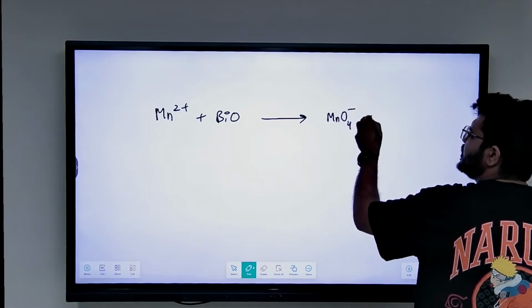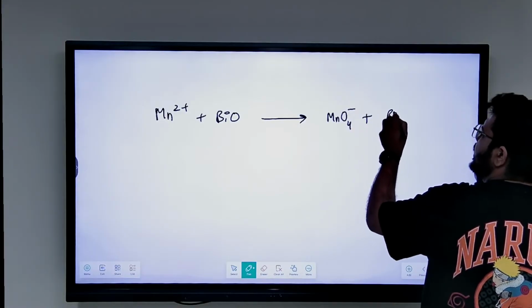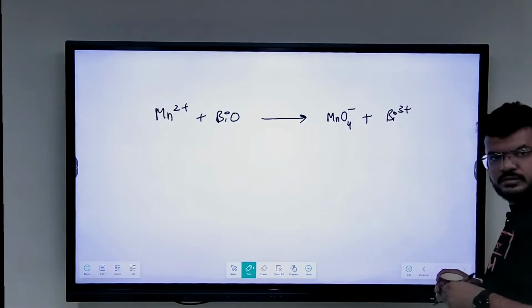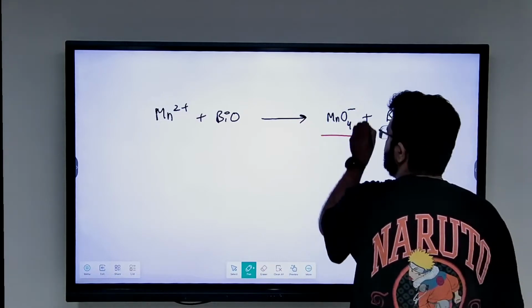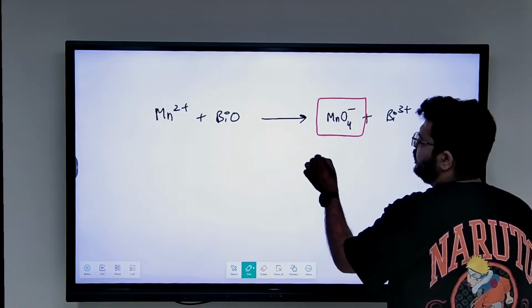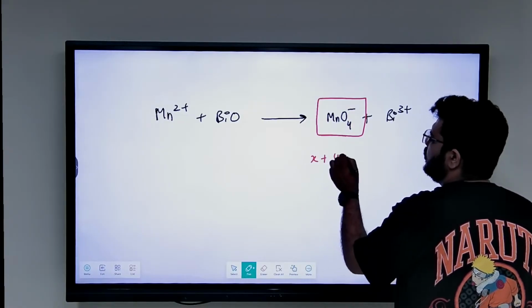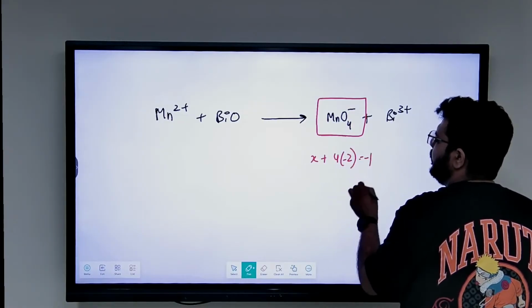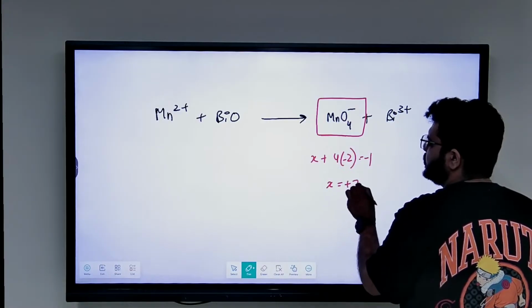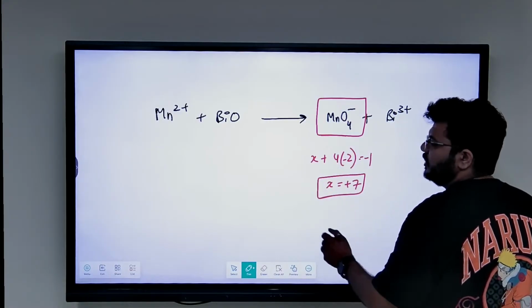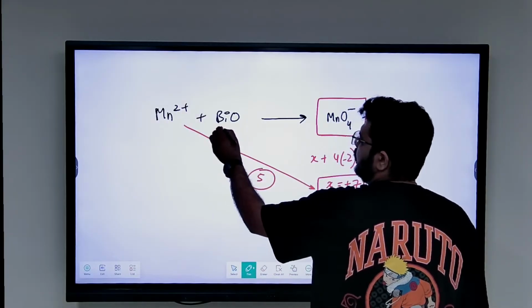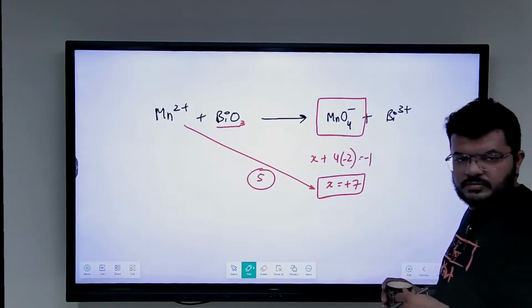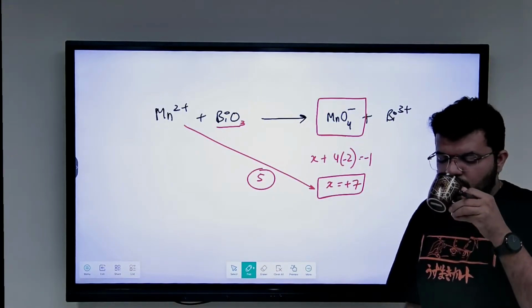MnO4 minus and Bi3 plus. Mn2 plus, Bi3 plus, है ना. Look at this. How do you find out the charge of Mn over here? X plus 4 times minus 2 gives minus 1. You will find that X is plus 7. Then what is the change over here, beta? 5. Right?